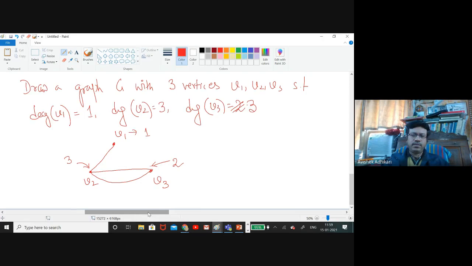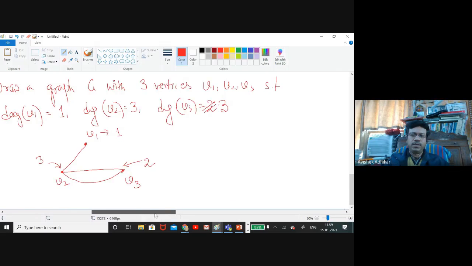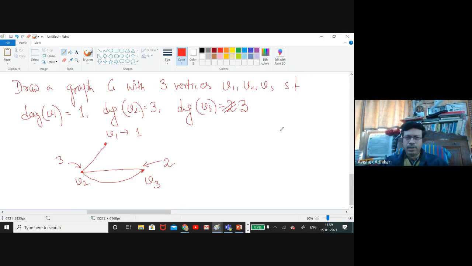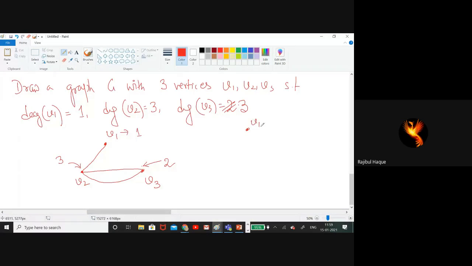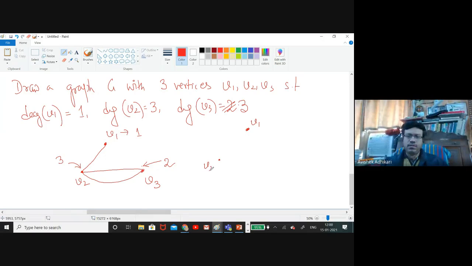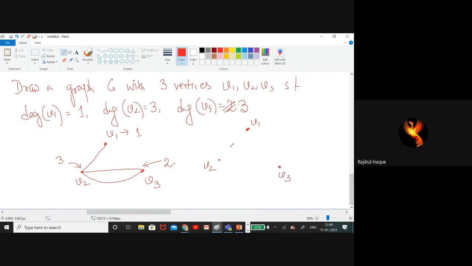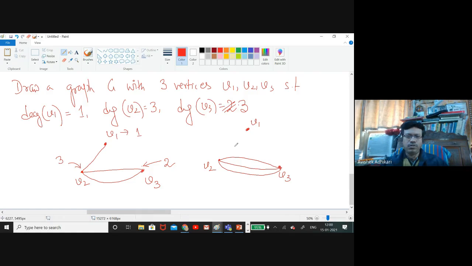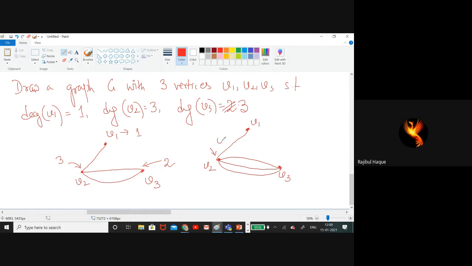Can you do that? Let's try. In a similar way, I want to join V2 and V3 by 3 parallel edges. Yes, very good. Then what about V1, V2? By 1. But then the degree will be 4, 4. It will not be possible.